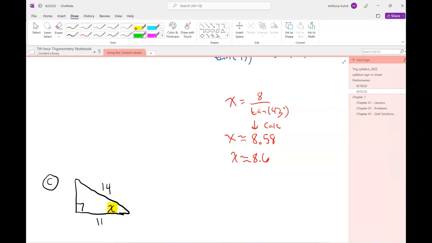We're still going to use sine, cosine, or tangent. And to choose which one, it's still going to be based on relative to the angle, what are we given? So the 11 is adjacent, and the 14 is hypotenuse. So what do I need to use? Cosine. So we'd say cosine of x equals adjacent over hypotenuse. Is everybody okay with that?